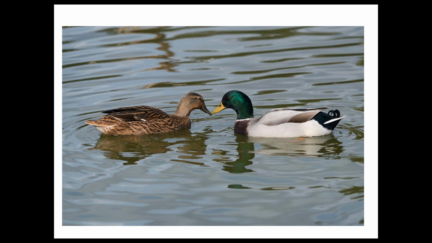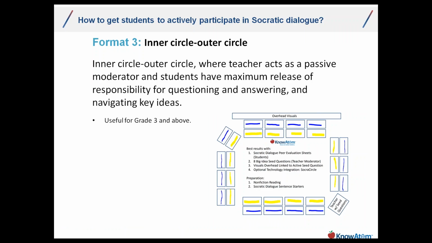And that actually has benefit when it comes to unanswered questions, when planning experiments and actually carrying them out. So I'm going to show you the third format. I said that there would be three formats that I would show you. The third format is called inner circle, outer circle. And I'll show you a larger version of it in a moment.